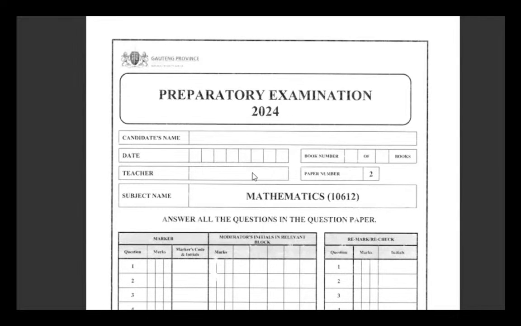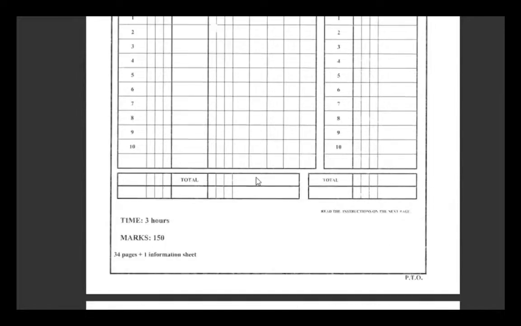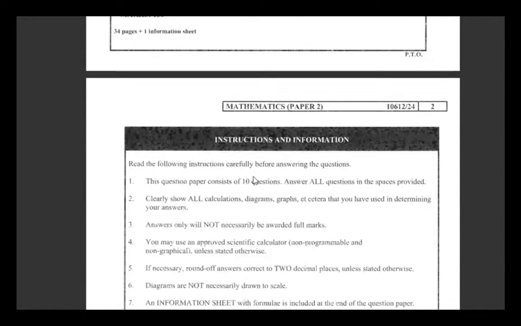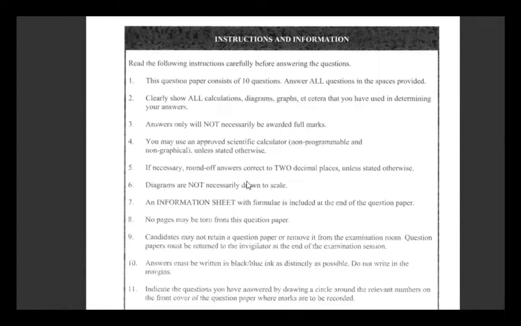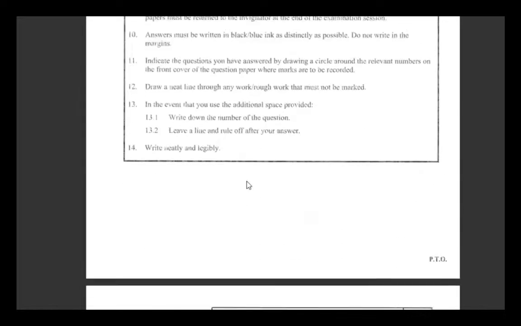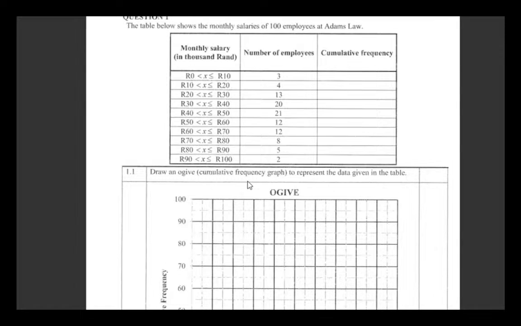Okay, this time round, there is a cute presentation where the question paper is merged with the answer book. That is fine. We shall see how we can do. Question number 1. They're telling us that a table below shows the monthly salaries of 100 employees at that law firm. Then 1.1, they want us to draw an ogive to represent the data in the table.